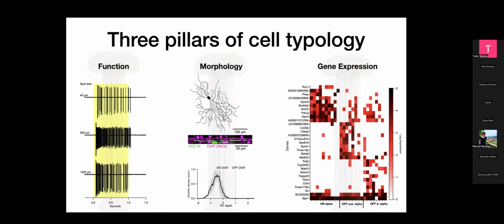I mean, the projection patterns in the brain are also important, but we can't measure that in the ex vivo retina yet. I'm working on that problem separately. So it's dendritic morphology, and then it's gene expression you can do with single cell RNA-seq.